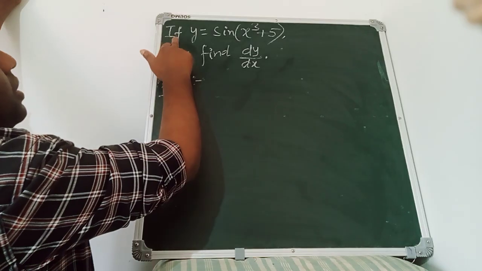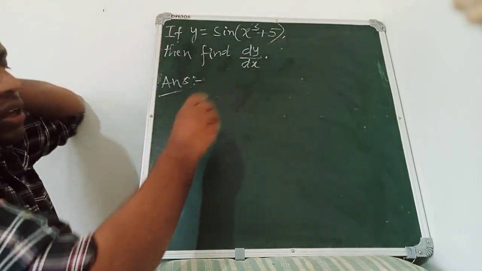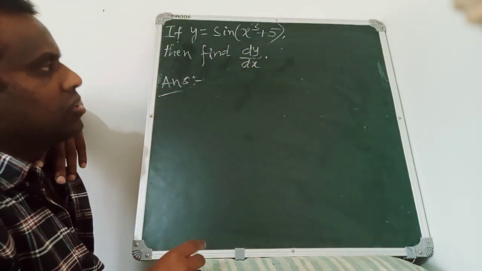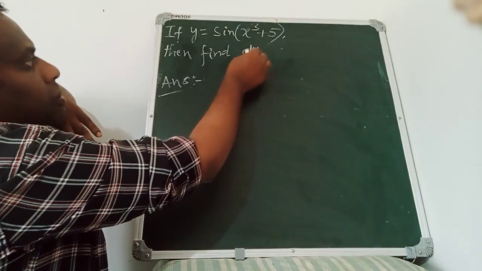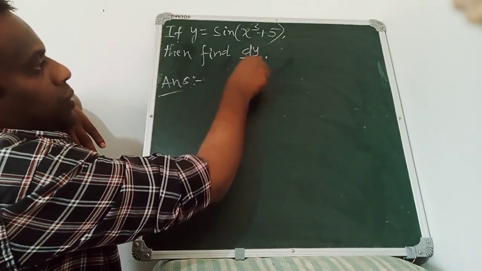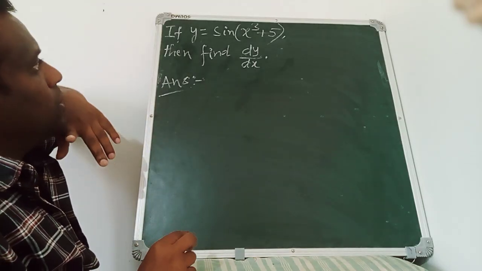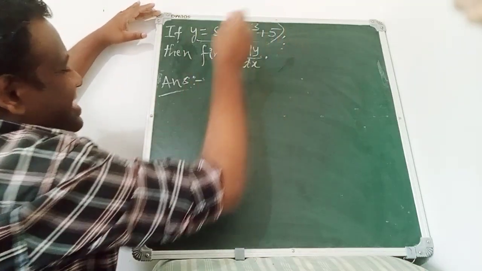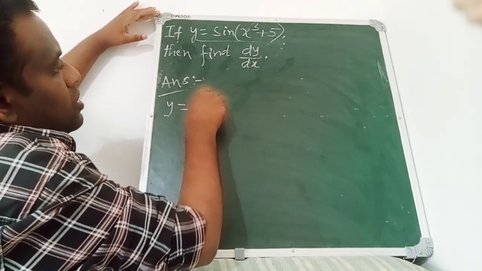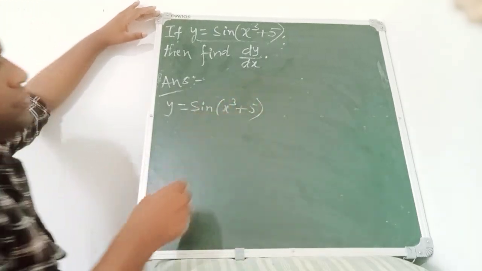So if y is equal to sine of x cube plus 5, then find dy by dx. So dy by dx means differentiate y with respect to x. First, write the given equation: y is equal to sine of x cube plus 5.